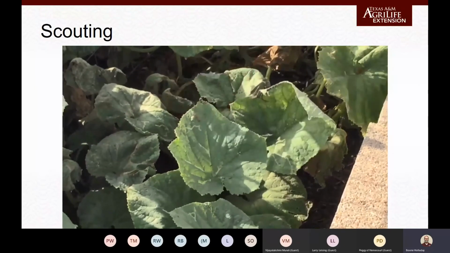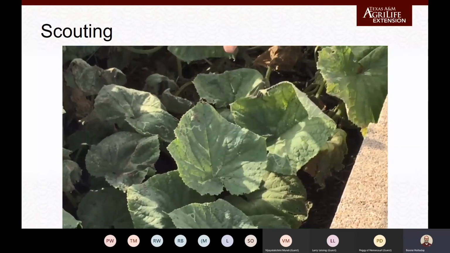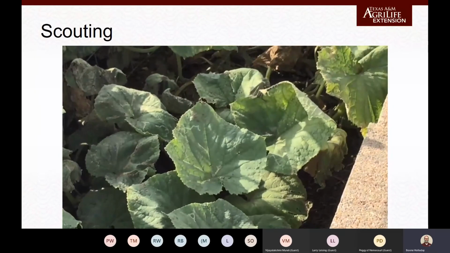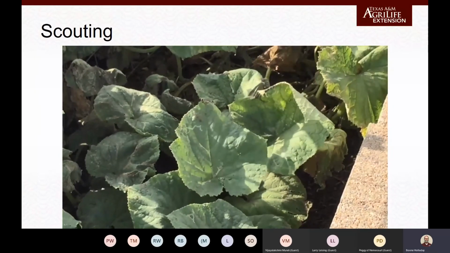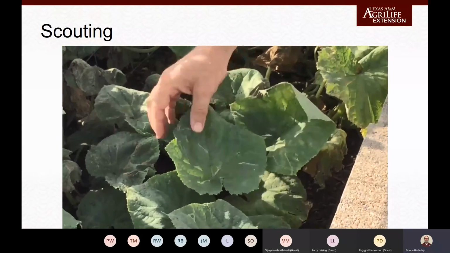But there's something else that's going on here, because I see from a distance, if you look at the sunlight on these leaves, it's kind of glossy. It's kind of reflective and glossy. And that's a sign that we've got some honeydew. And honeydew is the secretions from soft-bodied insects.